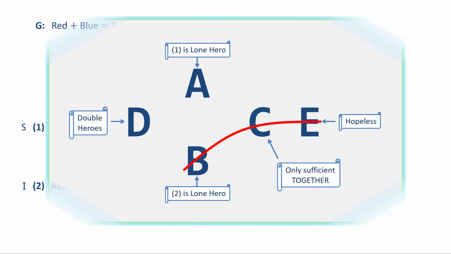Let's grow our DABC grid and find out. We have discovered that statement 1 is sufficient, while statement 2 is not. In other words, 1 is the lone hero, so the answer has to be A.